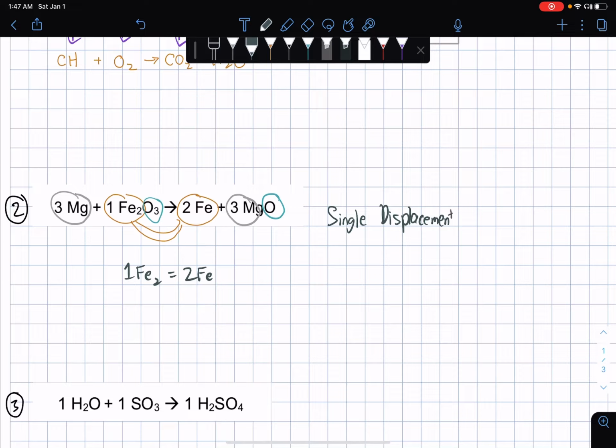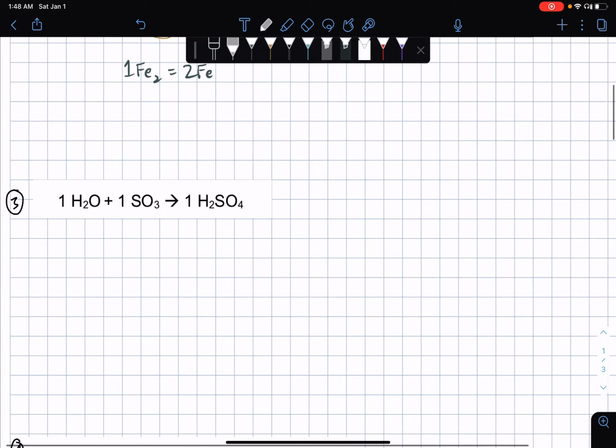You might ask why. Technically speaking, our 2Fe used to have O3, and 3 Mg used to be alone. But in the product side, 3 Mg now has O3, which 2Fe once had, and now 2Fe is alone. So yes, there is a chemical swap that happened only once. Hence the name single displacement. Right, let's just square the final answers. Let's move on to number 3.